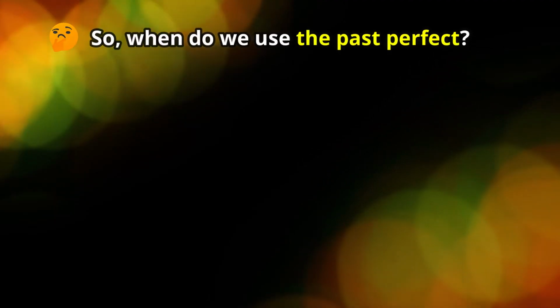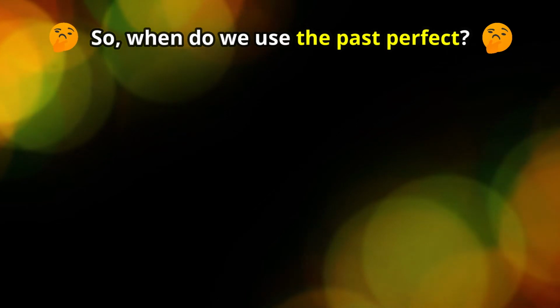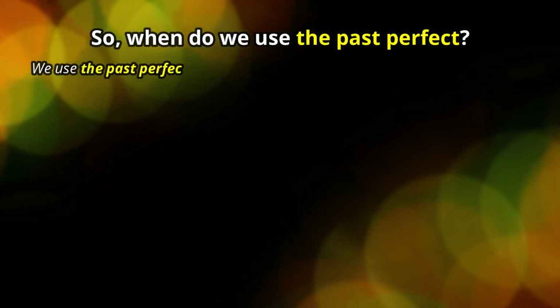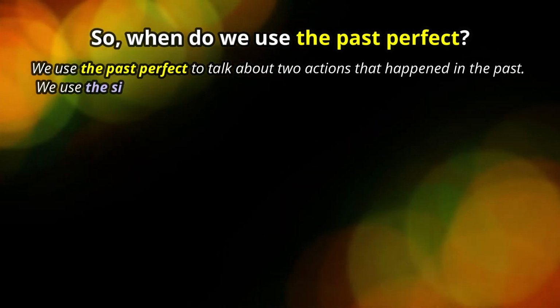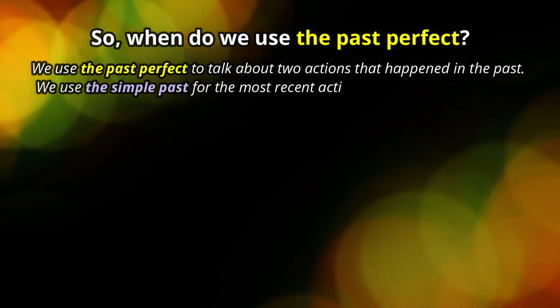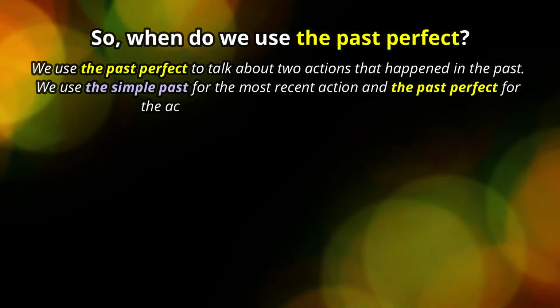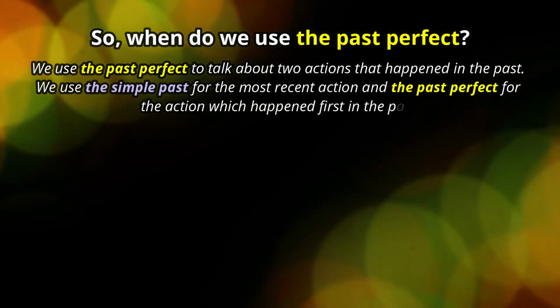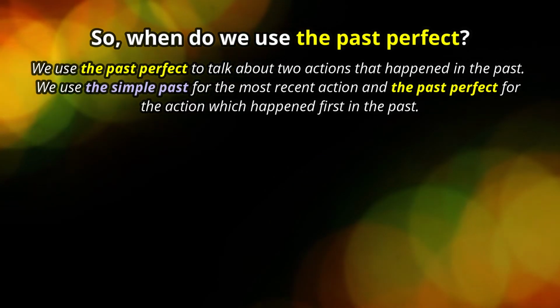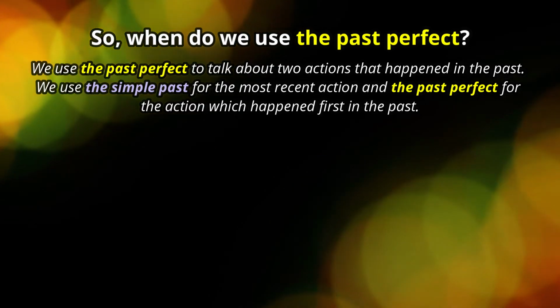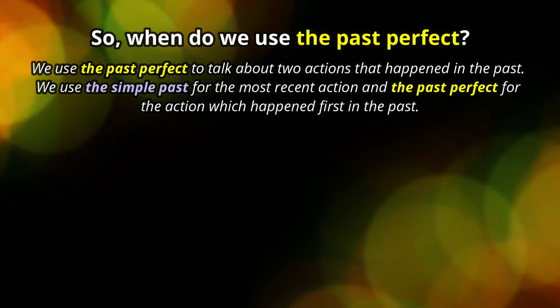So, when do we use the past perfect? We use the past perfect to talk about two actions that happened in the past. We use the simple past for the most recent action and the past perfect for the action which happened first in the past. Let's look at the conversation again.